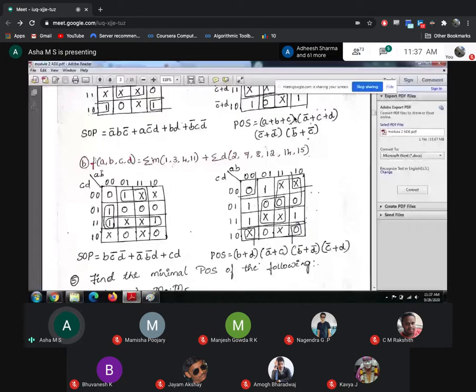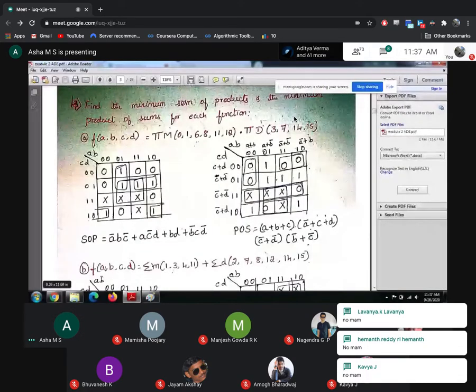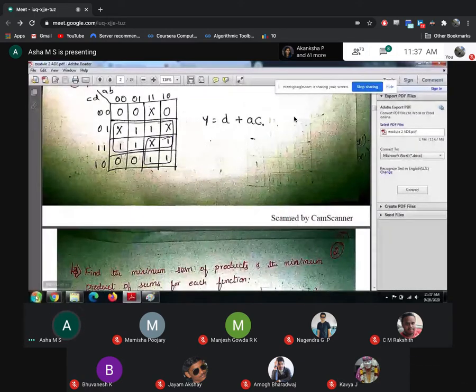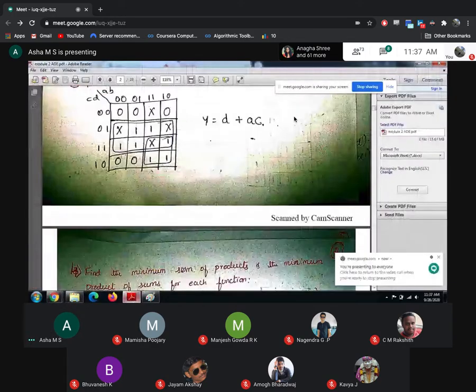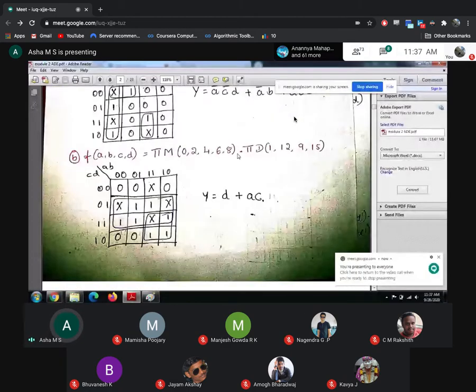F of ABCD equals the minterms of 1, 3, 4, 11 plus don't cares 2, 7, 8, 12, 14, 15. Have you done this? I think no, right? What about this one, 0, 2, 4, 6, 8 in terms of minterms? I think this is finished, right? D plus AC.